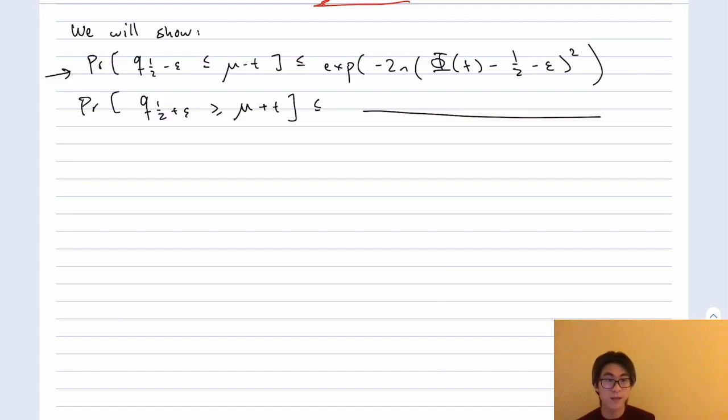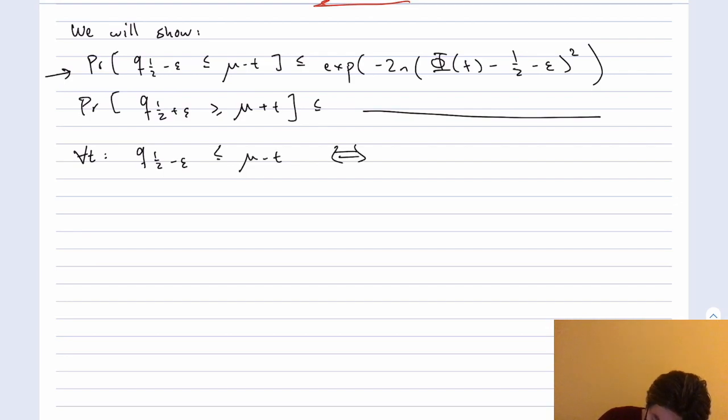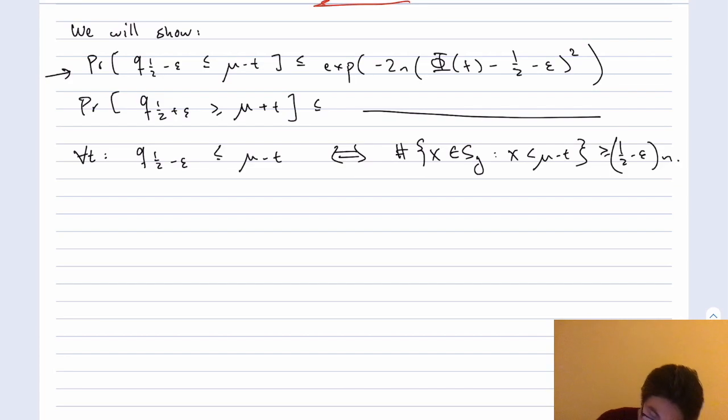Okay, so how do we reason about the 1/2 minus epsilon quantile? Well, the only thing we can really say is the following. That this event, that the 1/2 minus epsilon quantile is smaller than mu minus t, happens if and only if the number of points in my set of good points which are less than mu minus t must exceed 1/2 minus epsilon times n. And let's see why this is true.